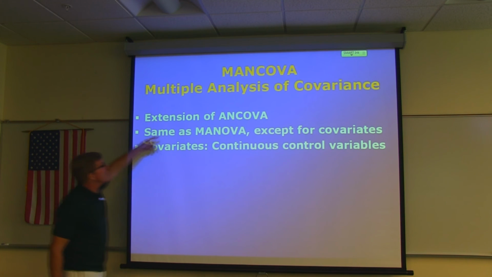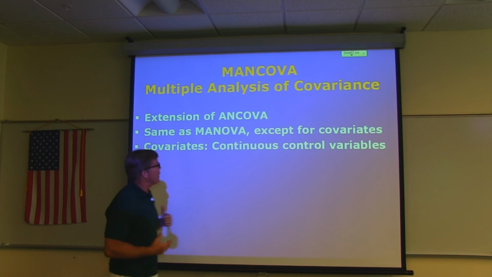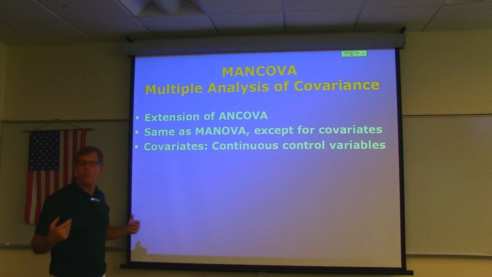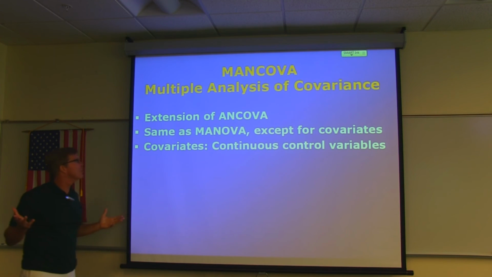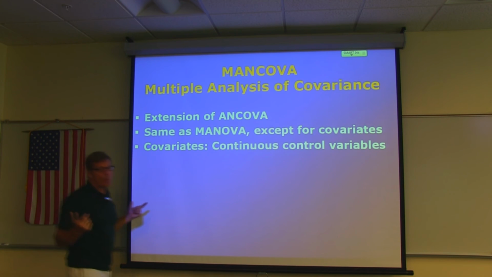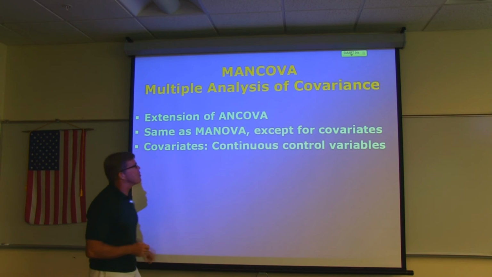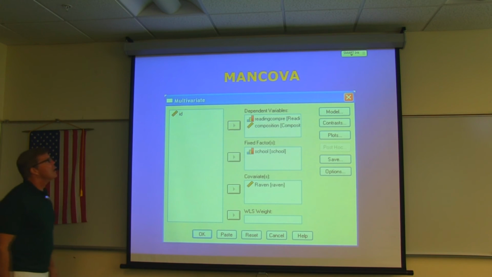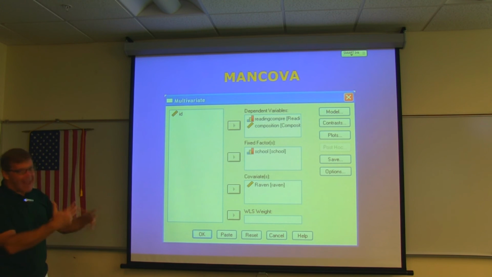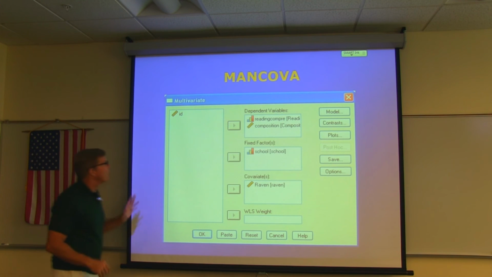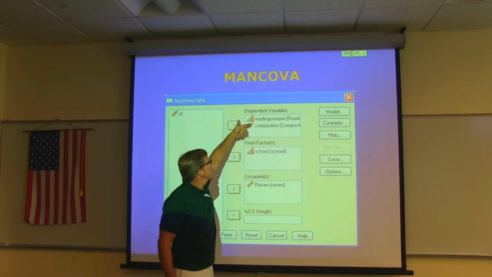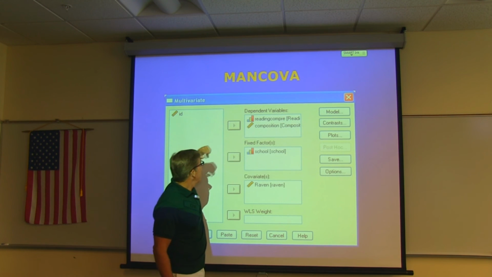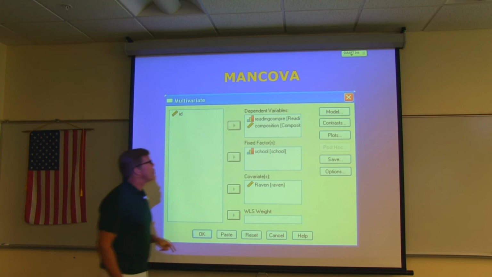So yeah, it's the same as MANOVA, except for the covariates. So, other variables, potential confounding variables. And we call these control variables. We're factoring out the effects of these continuous control variables. Here we go. A MANOVA, but in the MANCOVA sense. We have our 2 DVs, reading comprehension and composition, with our fixed factor school. So we have one factor A with 4 levels, right? School 1, 2, 3, and 4.